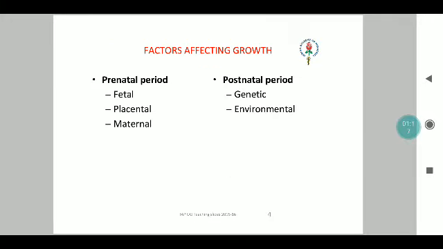If we consider the factors which affect growth, we classify them broadly into prenatal and postnatal. Prenatally, there are fetal, placental as well as maternal factors. Postnatally, we can consider genetic as well as environmental factors to see what affects growth in itself.